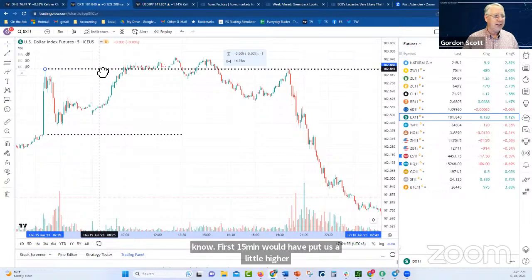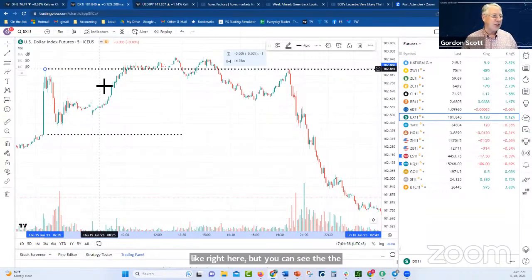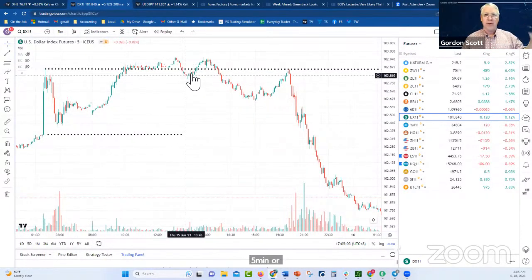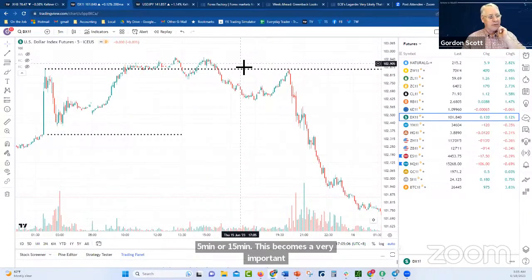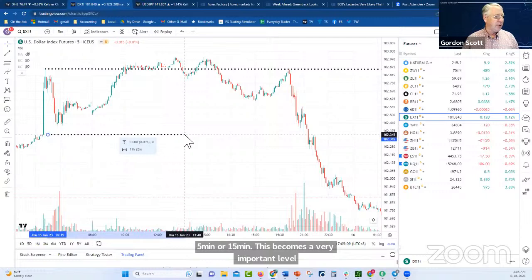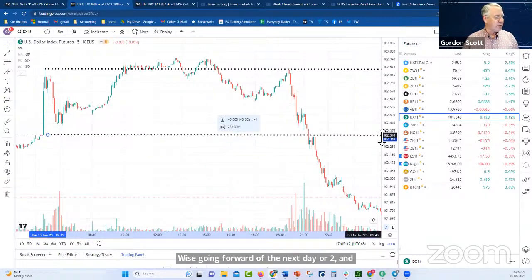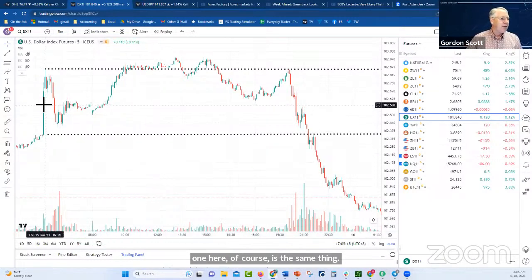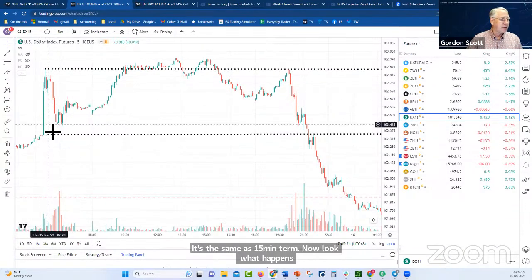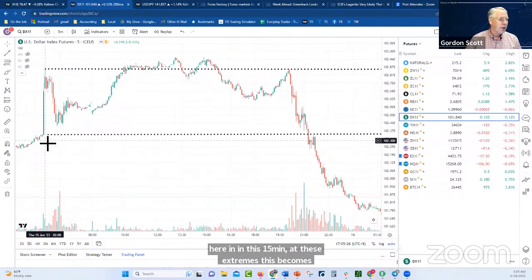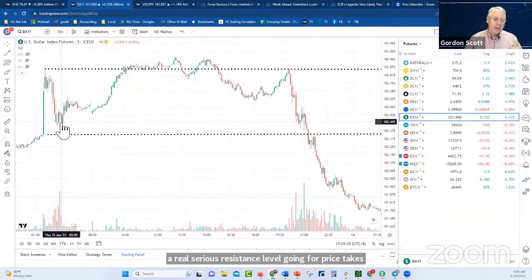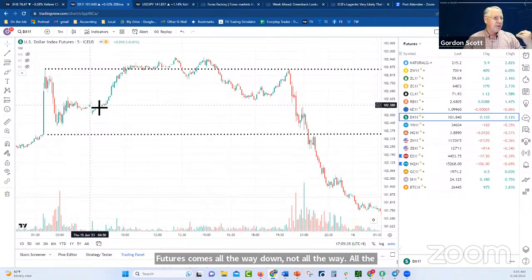But you can see the activity really doesn't change that much, right? Either way, 5 minutes or 15 minutes, this becomes a very important level price-wise going forward over the next day or two. And this one here, of course, is the same as the 15-minute chart. Now look what happens here in this 15 minutes at these extremes. This becomes a real serious resistance level going forward. Price takes off on the dollar futures, comes almost all the way down, but then trends higher, right?